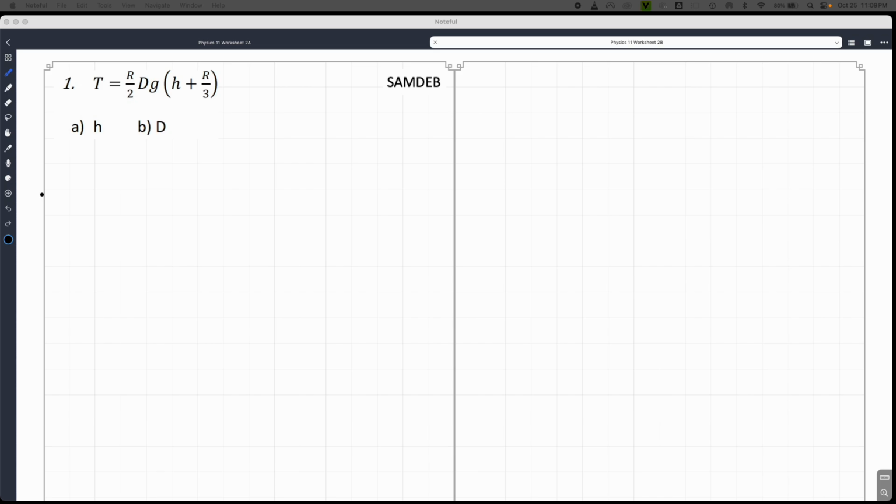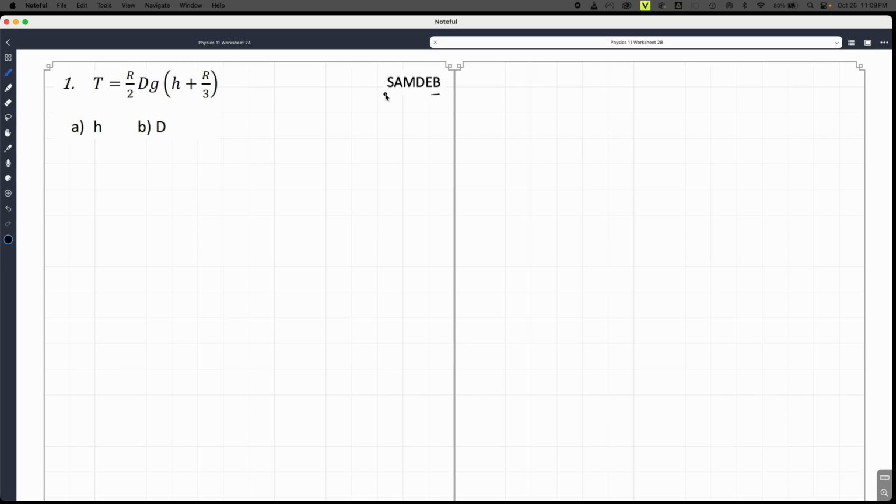Let's solve the equation t equals r over 2dg times (h plus r over 3), solving for the letter h. We're going to use SADMEP, which is the order of operations backwards. Notice how h plus r over 3 is in brackets, and we do the contents of brackets last. So what we'll have to do is take a look at the contents outside of the brackets first.